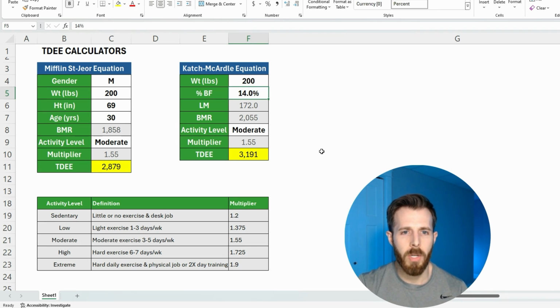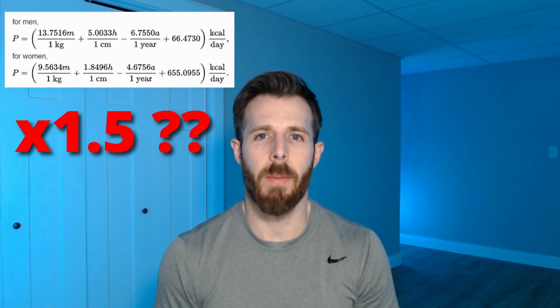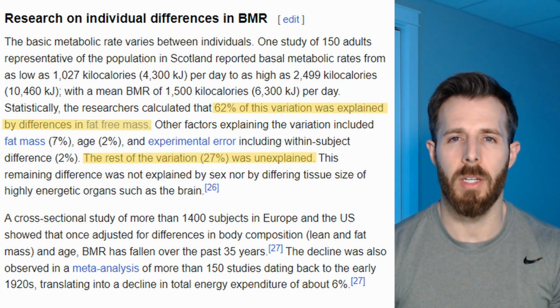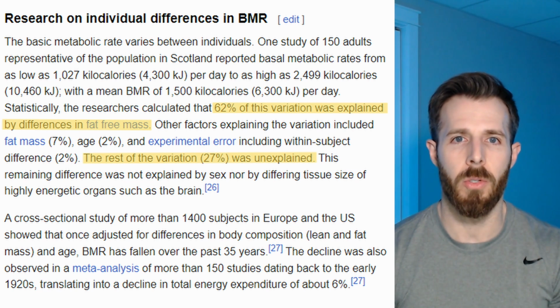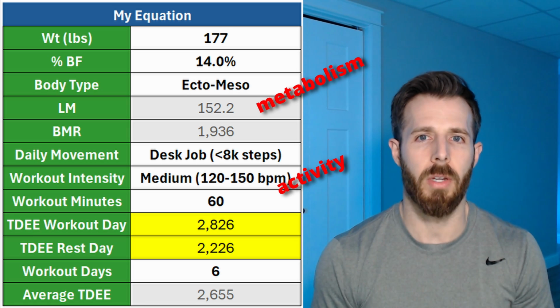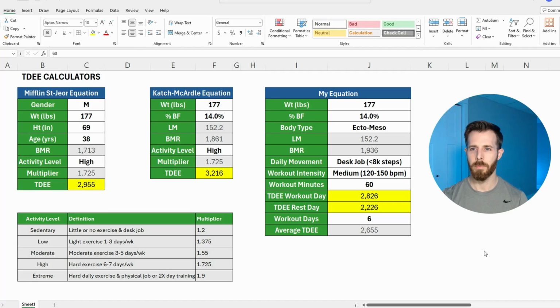However, both of these equations still have some pretty significant drawbacks. With normal calculators, the BMR formula uses some pretty sophisticated algebra, but then they revert to second grade level math and just slap a multiplier on it to find TDEE. More importantly, research shows that 27% of metabolic variation isn't accounted for even when lean mass is included in the calculation. That's why I created my own TDEE calculator to adjust for metabolic variation and actual activity habits.